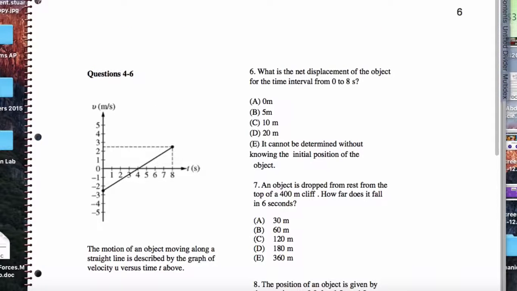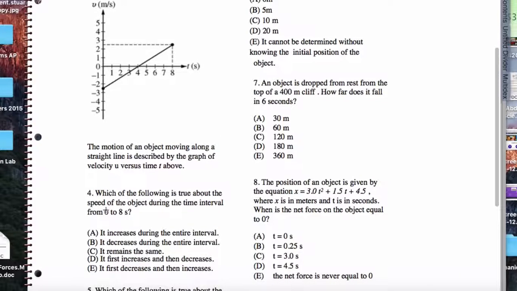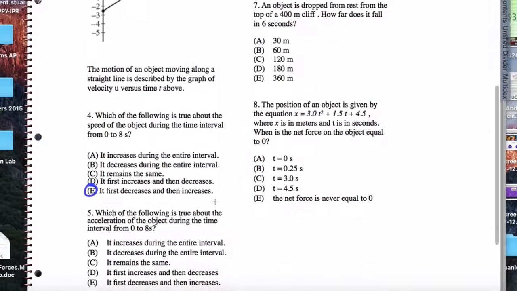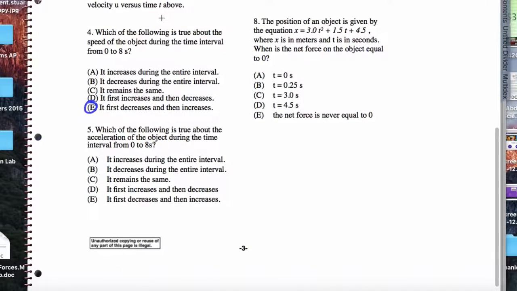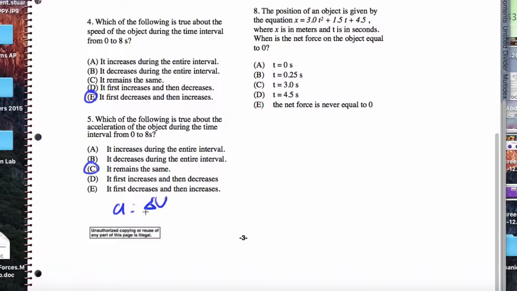And then question number 4, we want to know the speed of the object during this interval. So it does increase during the entire interval. Actually, no, it's the speed, the velocity. We could say it has a steadily increasing velocity. But as far as the speed goes, the magnitude of that velocity, at first it decreases and goes to 0, and then it increases again. That'll be choice E. Now, as far as the acceleration of the object, it is a completely steady acceleration, because acceleration is the slope of the velocity, which is a constant.